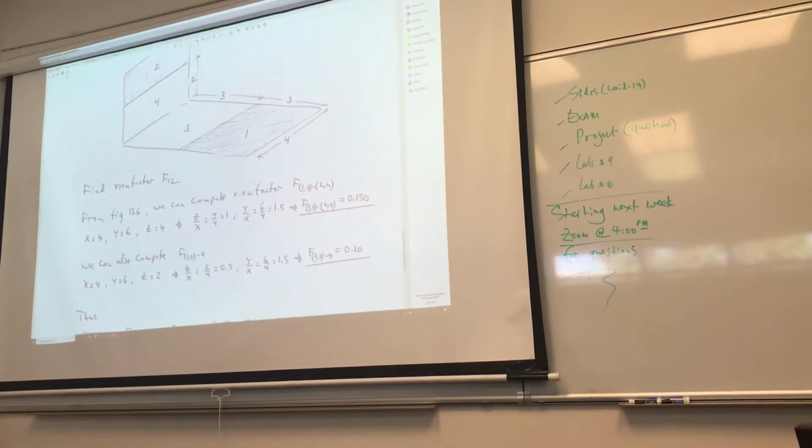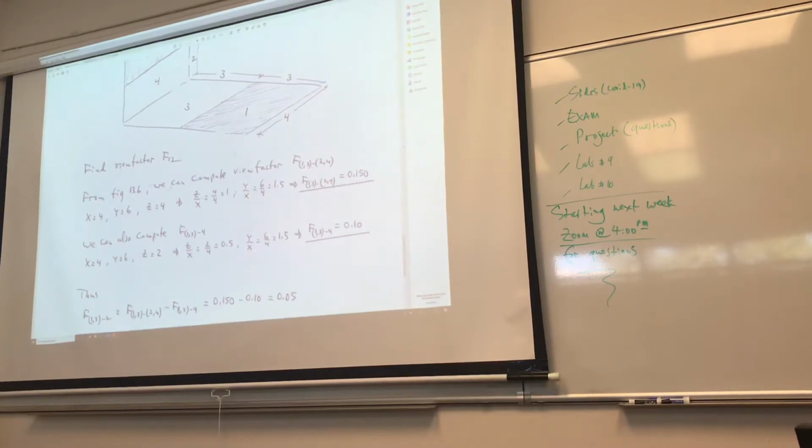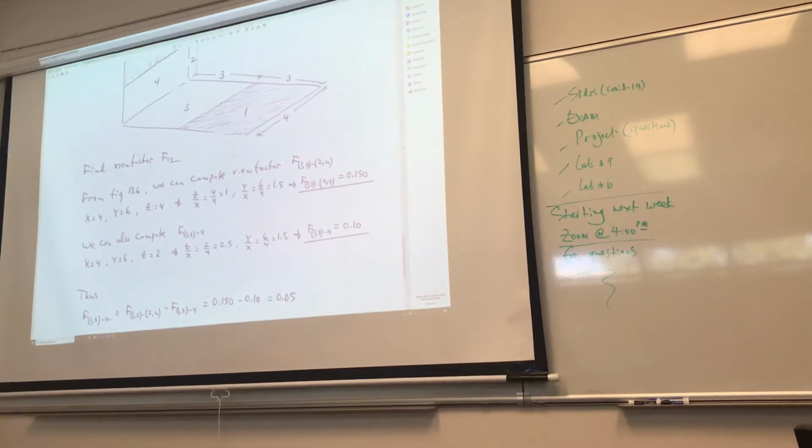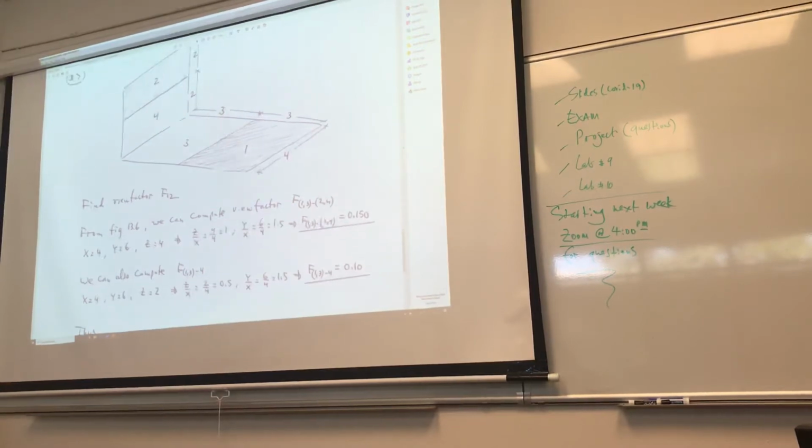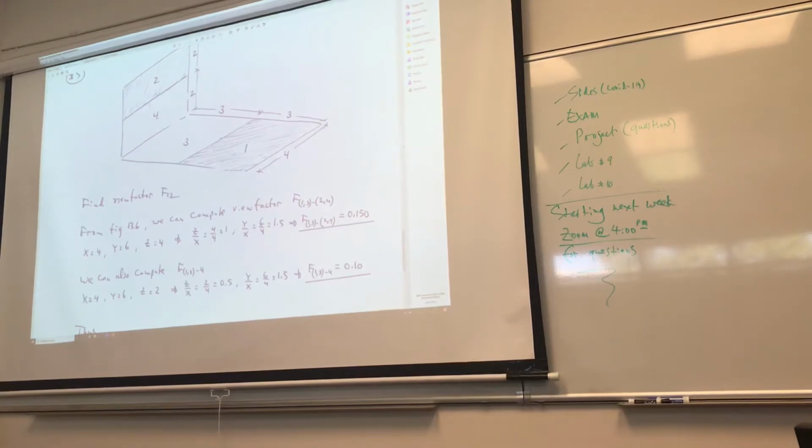Now, that means that the amount that leaves 1, 3 and gets to 2 is how much? It's just the difference, right? Between 0.15 and 0.1, which is 0.05. Okay, now we're getting close because what we figured out is how much is going from 1, 3 to 2. But I just want how much is going from 1 to 2, not from 1 plus 3 to 2.